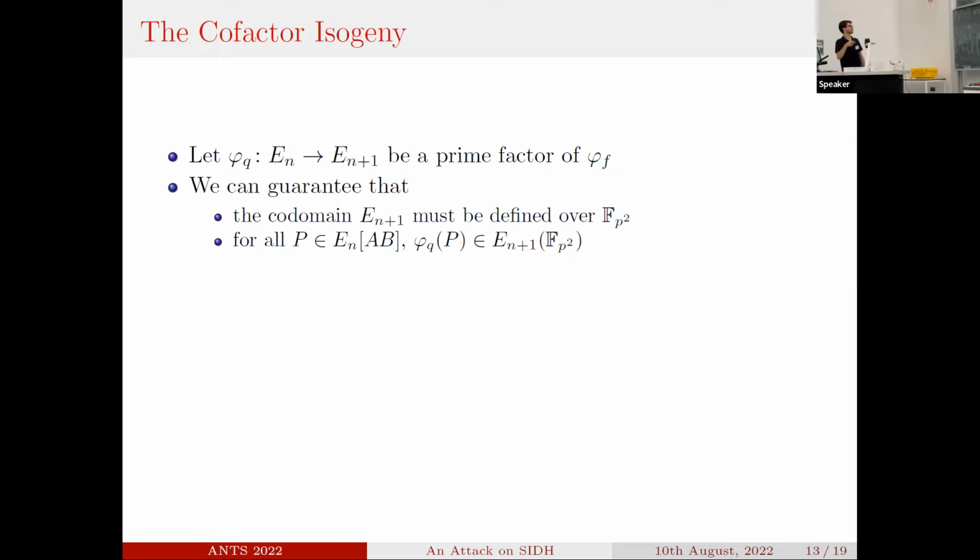And also, when we compute the endomorphism on E times E prime, we need to work over F_{p^2}, otherwise the computation of the endomorphism itself is slow. So this is the first thing that we require. And also we require that for all AB torsion points P on E_n, the image of P under the isogeny φ_q should be defined over F_{p^2} as well.